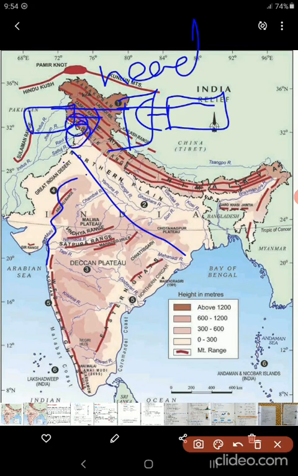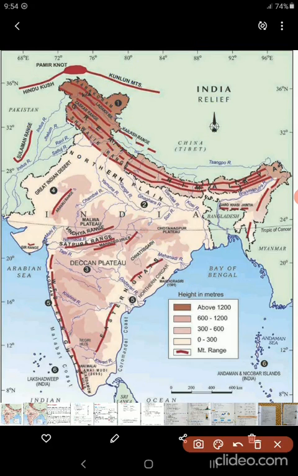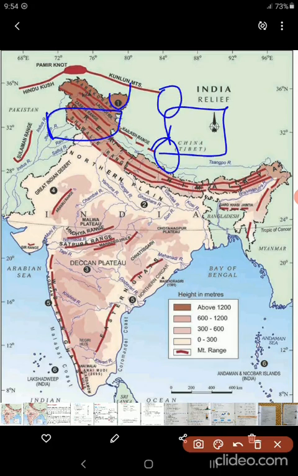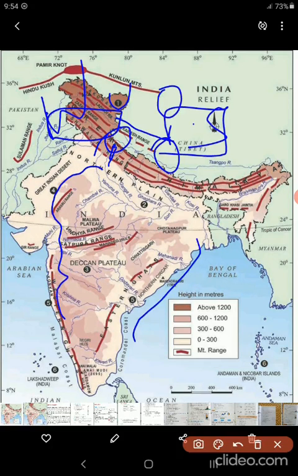The sides of this car will be disturbed. If this car is strong enough and this one is weak, the stronger car will suppress the weak one, and then the whole thing becomes kind of smashed. That is exactly what happened here when this Gondwana land collided against the great Eurasian plate.